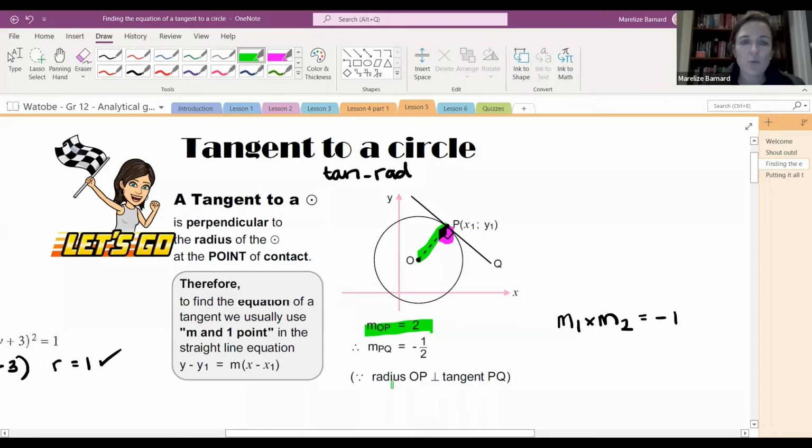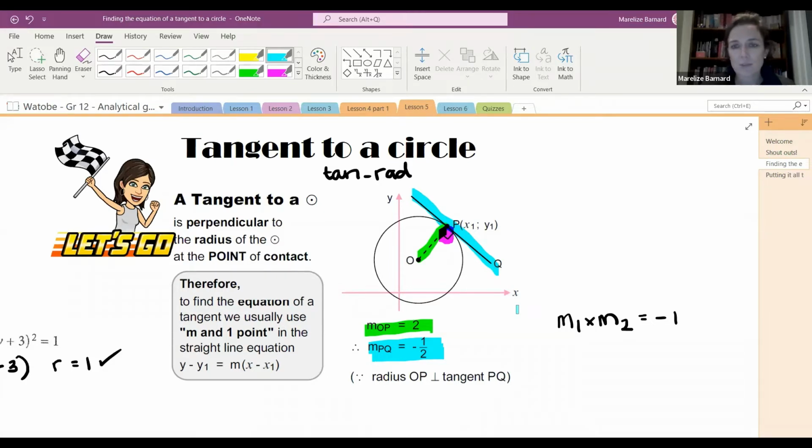Okay, very important, write that down as a note. If you don't remember this from school, that really is the most important thing: the radius and the tangent are perpendicular, and that means that the gradients multiplied together must give you -1.